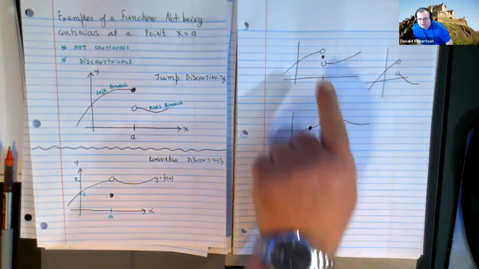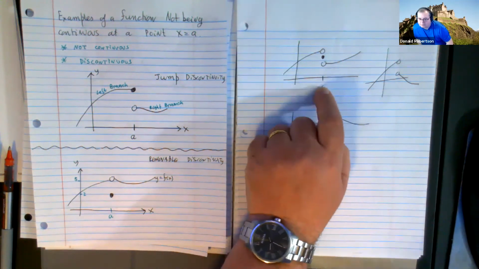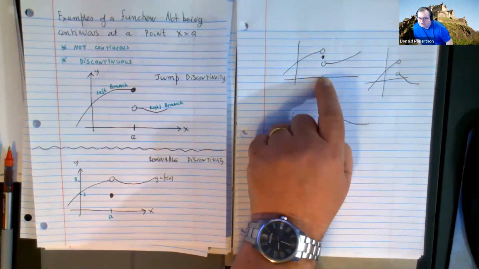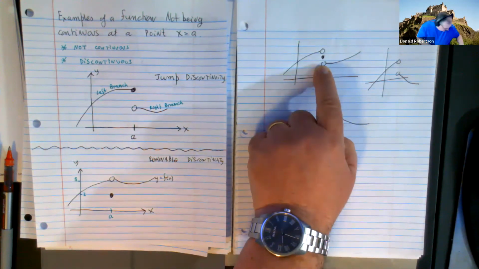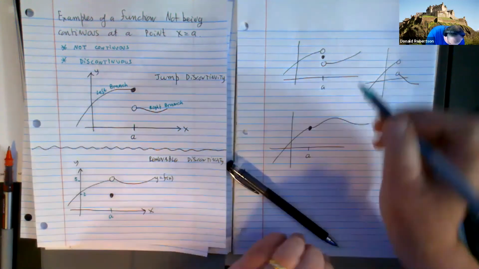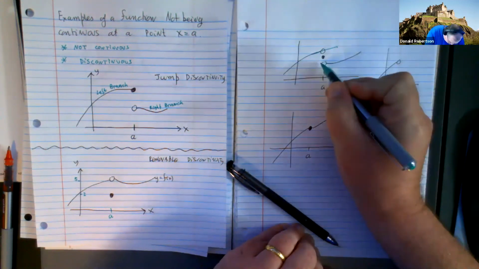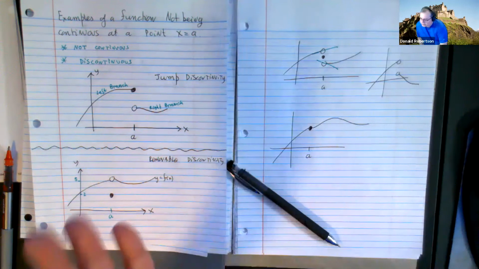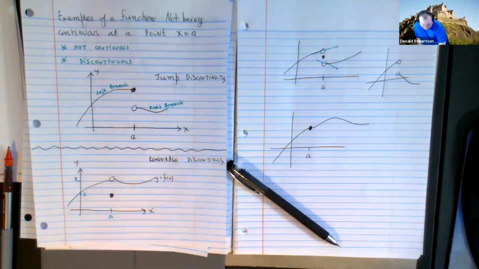I mean, look at this guy here. Suppose that was x is 3. Suppose that a was 3. What is the tangent line? Well, is the tangent line the guy up here or is it over here? You know, there's no unique answer to that, right?